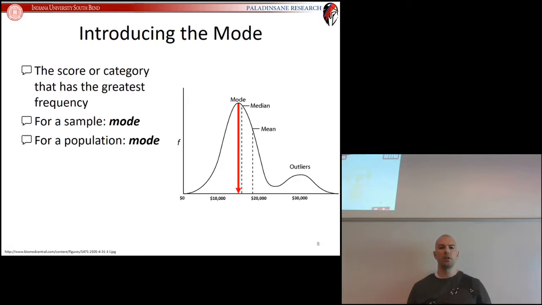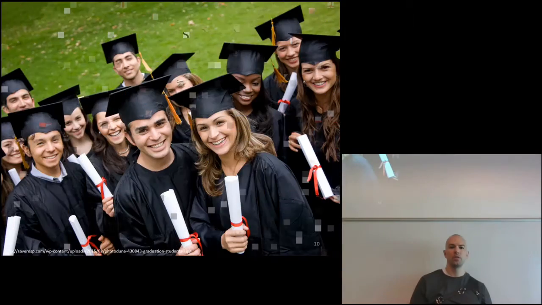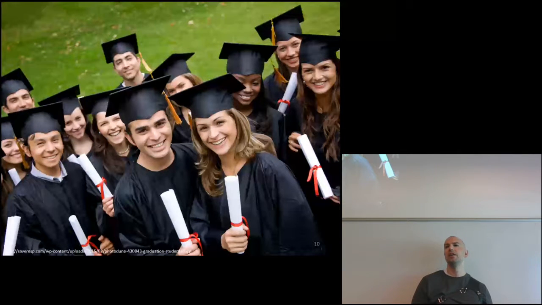And we saw this when we looked at what would happen if Elon Musk visited Indiana and was very impressed with all of the high school students here and said, when they graduate, I'm going to be giving them $60,000 a year for their college scholarship. So what would happen to our distribution when all these new students enter that college system?